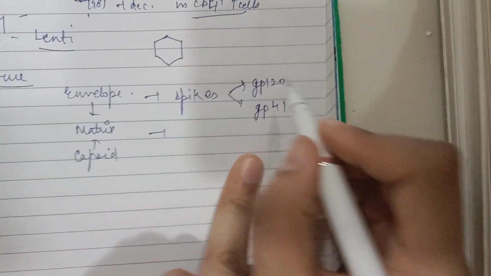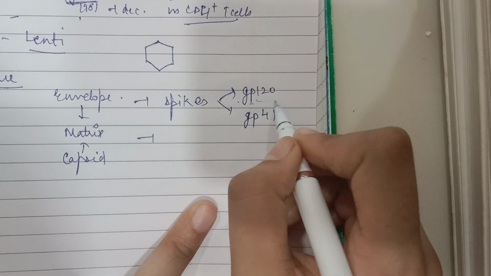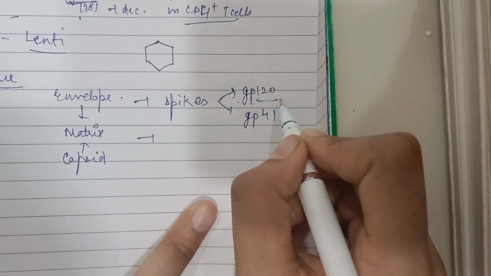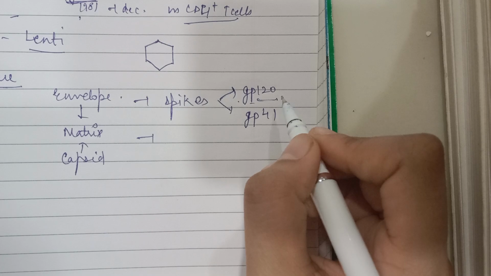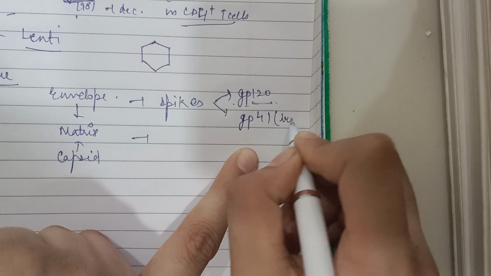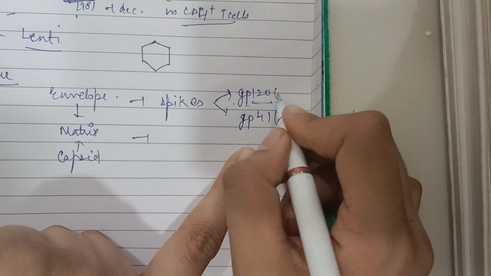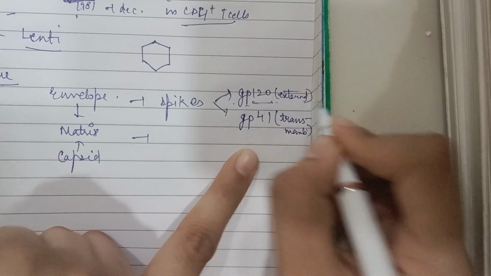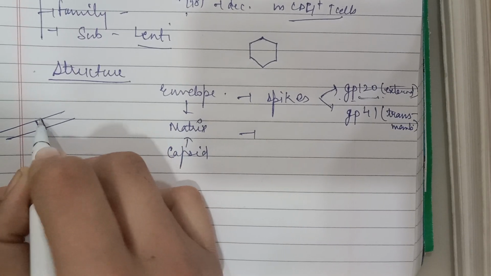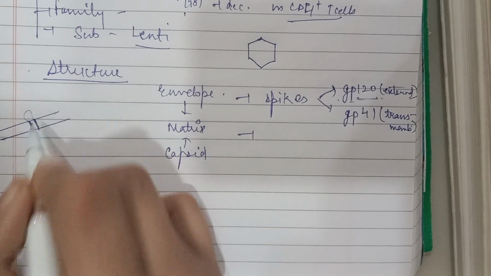Now, in this notation, G stands for glyco, P stands for protein, and the numerical figure stands for the mass of the protein in kilodaltons. This is a general notation we are even going to encounter in the later half. This GP41 is the transmembrane segment, and this GP120 is the external segment. That means if this is the membrane, then the part within the membrane is called transmembrane, and the part protruding outwards is called the external part.